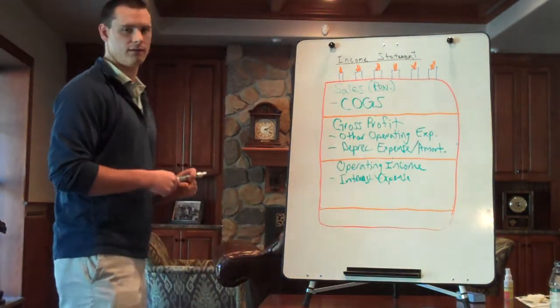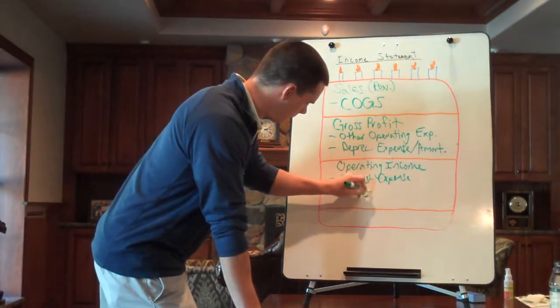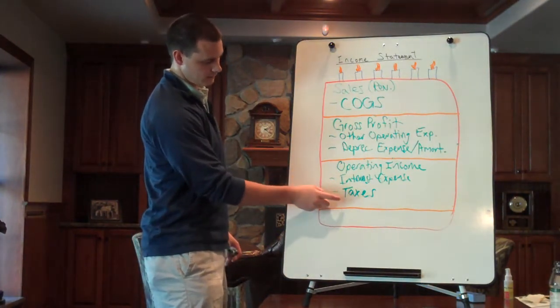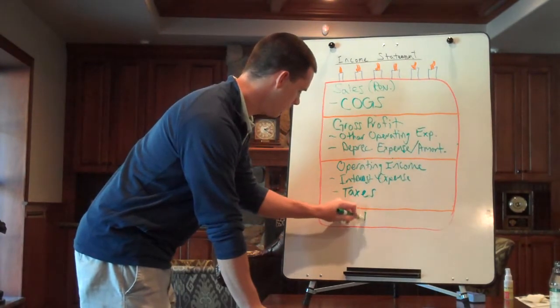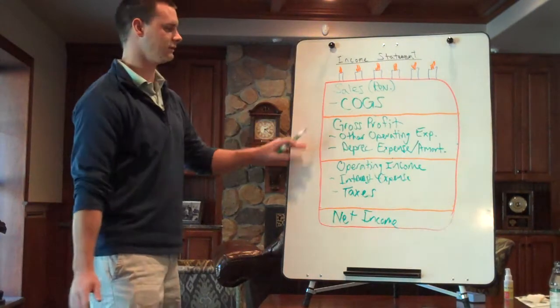Also, we pay taxes to the government, so that's another expense that we have. So we take our operating income minus our interest expense and minus our taxes, and what does that leave? That is our net income. It's our last item. Now you can see how we can structure it as a layer cake.